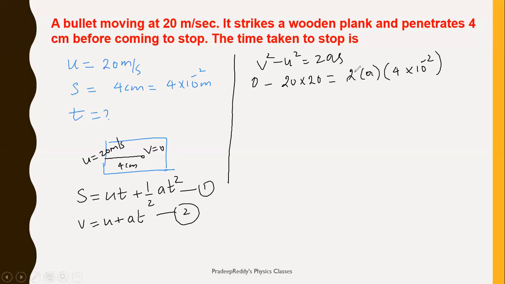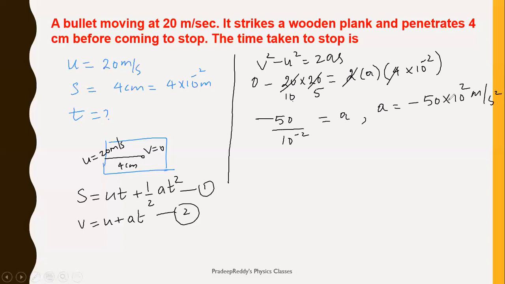Now here it is: 4 5s 20 and 2 10s 20, 5 10s 50, minus 50 divided by 10 power minus 2 is equal to a. This gives you acceleration as minus 50 into 10 power 2 meter per second square. That is acceleration. Take this acceleration and use it in equation 2. Final velocity is 0. This is equal to initial velocity 20 meter per second plus acceleration minus 50 into 10 power 2 into time taken.